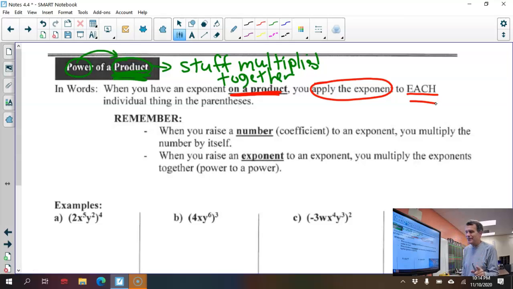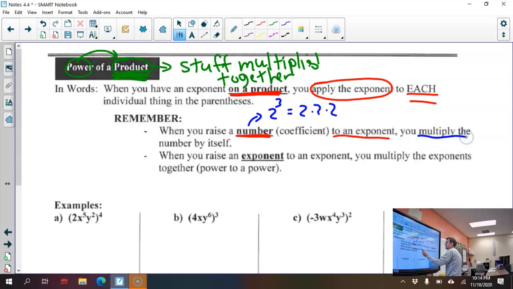Now you've got to remember something here. This is the biggest mistake I see. When you raise a number to an exponent, that would be like if you had 2 to the 3rd power. That equals 2 times 2 times 2, right? You multiply the number by itself.